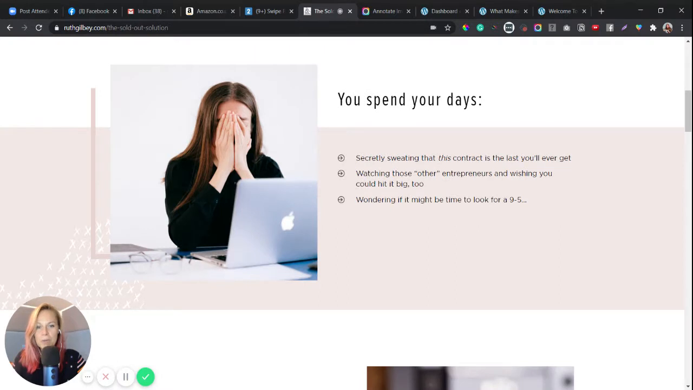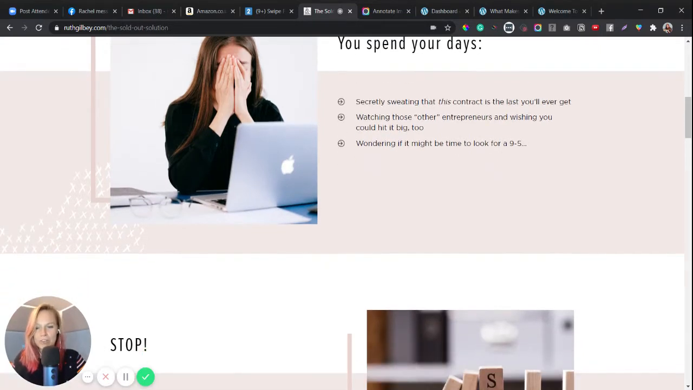And "wondering if it might be time to look for a 9-to-5" also taps into a sense of loss. So that's the loss of the freedom that you have when you're self-employed, and also kind of our feeling of who we are. So that's self-expression. We identify with being self-employed, and having to look for a 9-to-5 job feels painful because that's not who we are. That's not how we identify.